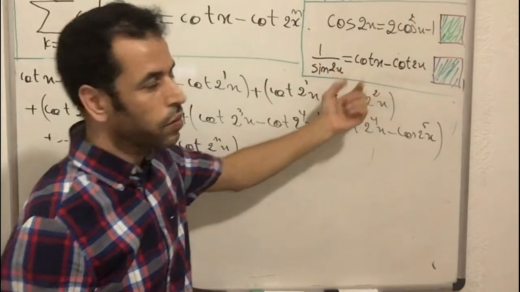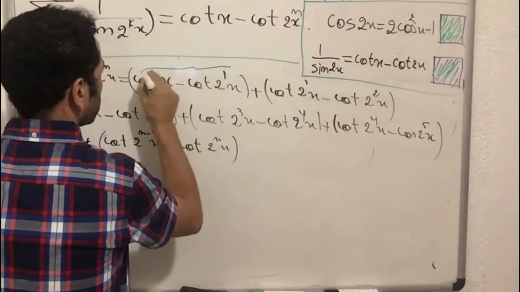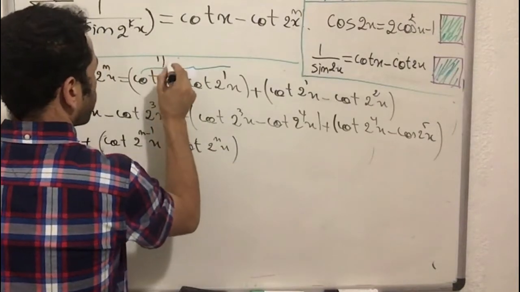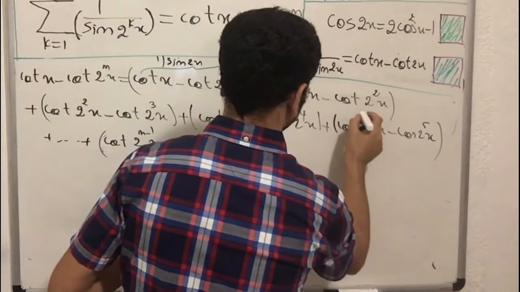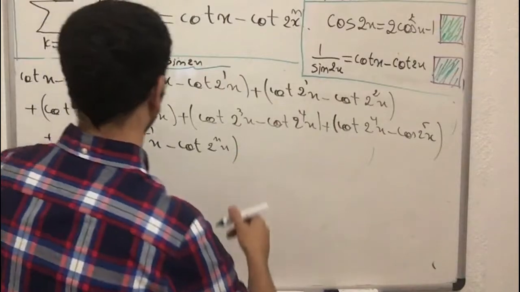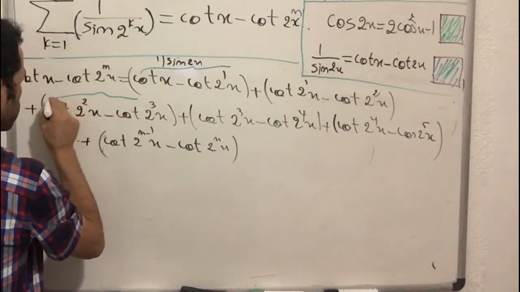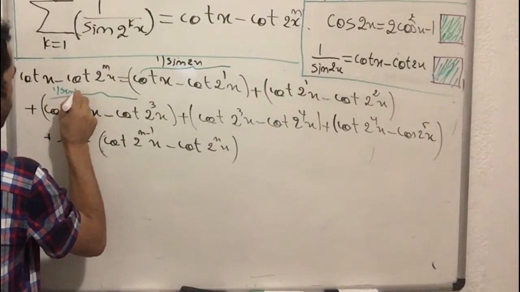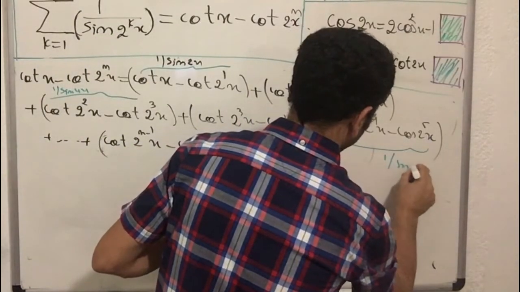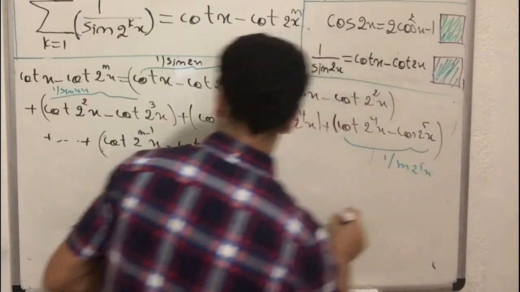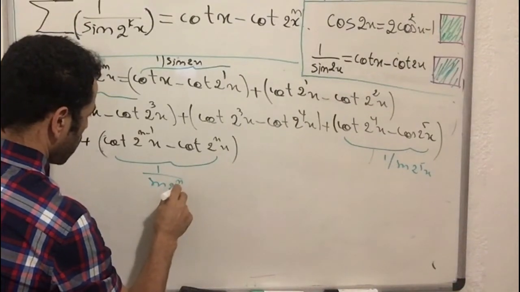So now, what is this? It is 1 over sine 2x. Same thing, the second term is 1 over sine 4x. This one is 1 over sine 4x. This one is 1 over sine 2 to the 5th x. The last term is 1 over sine 2 to the n x.